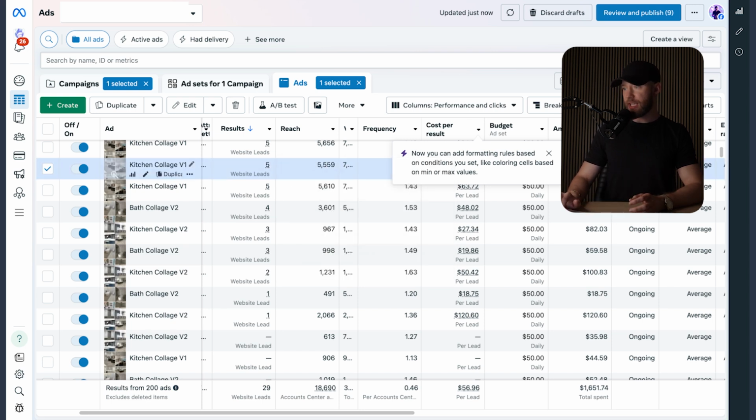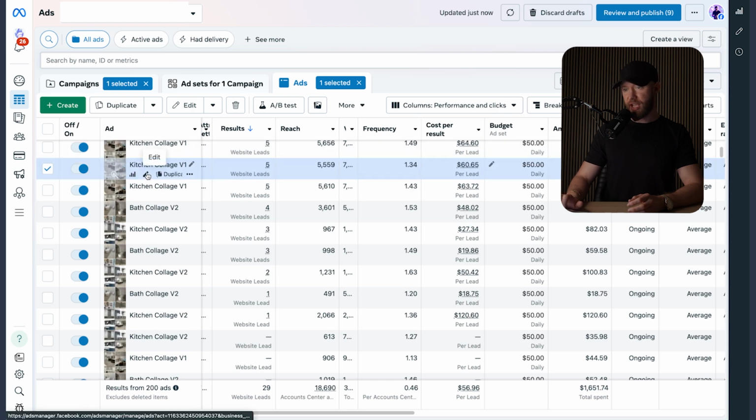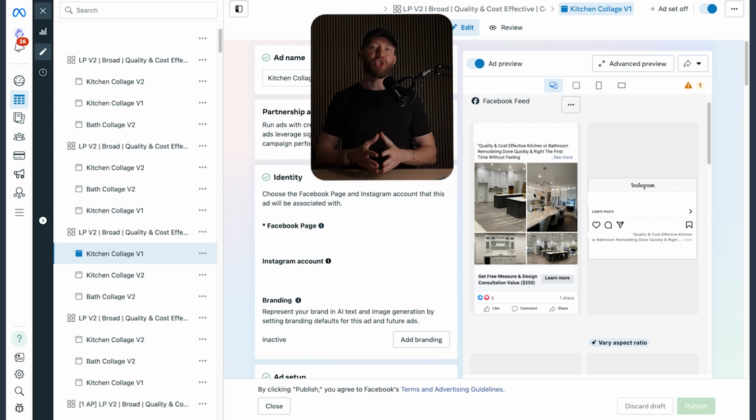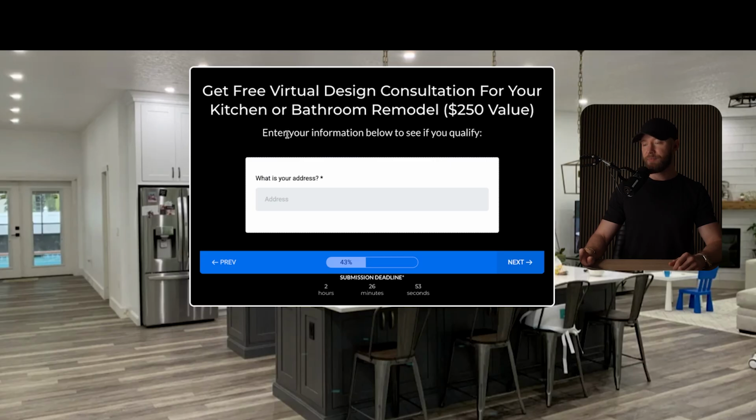Now, as you can see, just on this one ad, we spent $300. And if you look at it, it is pretty simple, but it's extremely effective. We chose 4 of the highest converting images that we had for this client, and we gave them a really good offer. Get a free measure and design consultation, value $250. Then we also have some ad copy at the very top that converts extremely well. Then once they clicked into that, they saw this page right here.